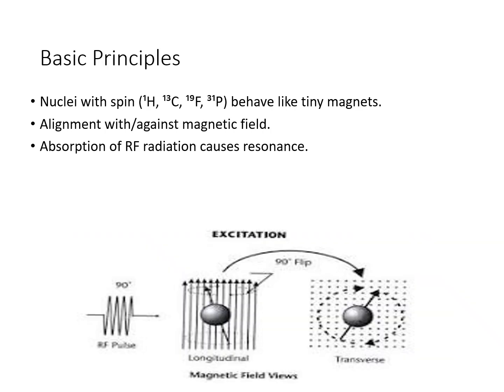Now we will discuss its basic principles. Many nuclei such as hydrogen and carbon-13 possess a property called spin. These spinning nuclei behave like tiny magnets. When a sample is placed in a strong magnetic field, these nuclei align either with or against the field. When we apply radio frequency radiation, these nuclei absorb energy and flip their orientation.